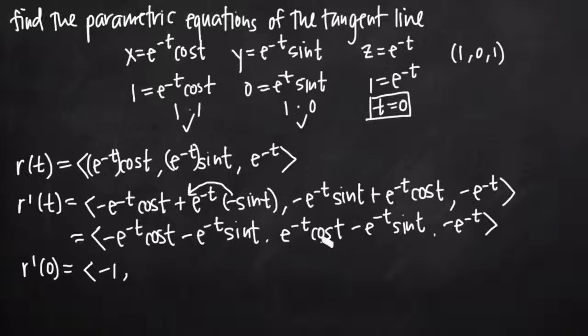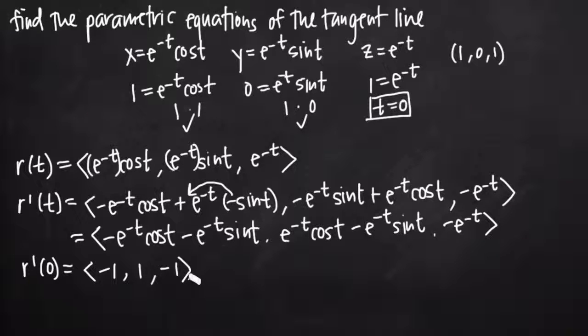Now for our y component, we get e to the negative t, or e to the 0, that's 1. Cosine of 0 is 1. 1 times 1, we just get a positive 1 there. Then we have minus e to the negative t. E to the 0 is 1, but sine of 0 is 0, so that's going to cancel the second term. We're just going to be left with this positive 1. Then for our third term, negative e to the negative t, plug in 0 for t, and we get e to the 0, which is 1, but we have this negative sign out in front, so we're going to be left with negative 1.